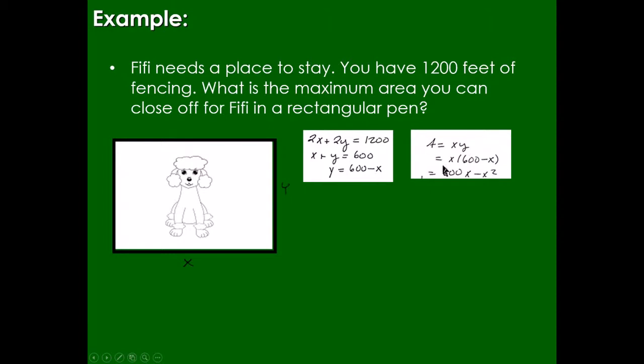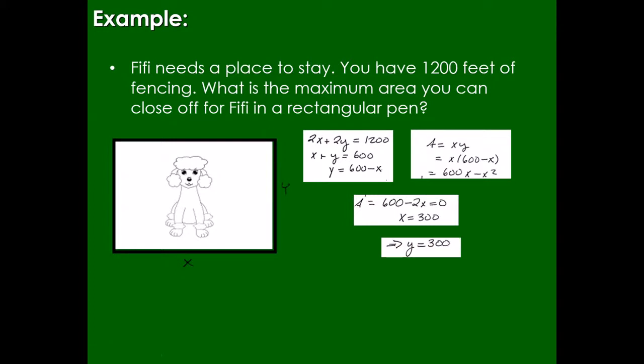I plug that in, and then I multiply through, because it's much easier to take the derivative of this than that. I don't want to have to do the chain rule. Taking the derivative, I get 600 minus 2x, I set equal to 0, and then I get x equals 300. Plugging that into my y equation, y is 600 minus 300, which means y is 300.